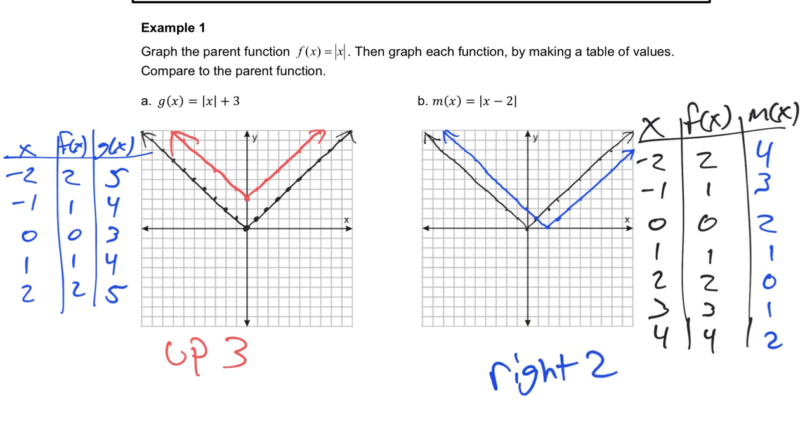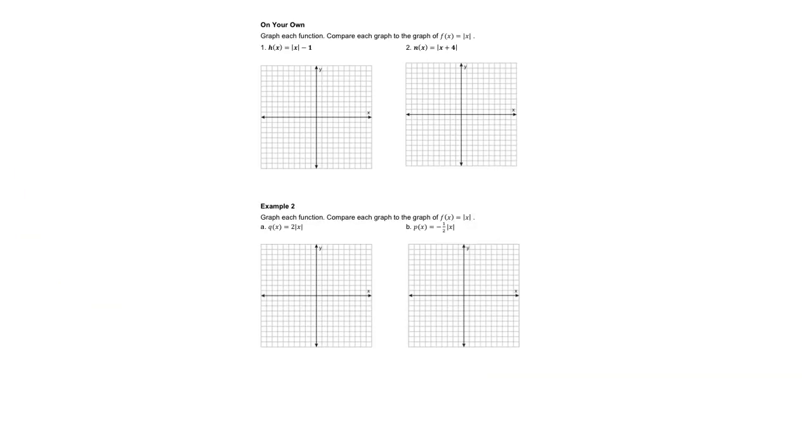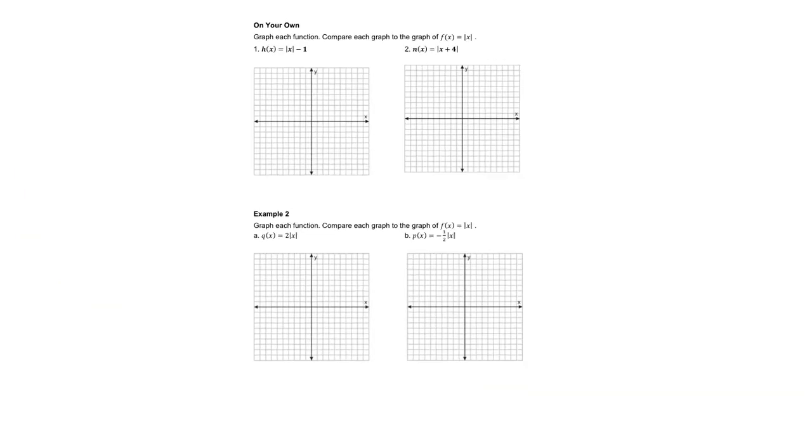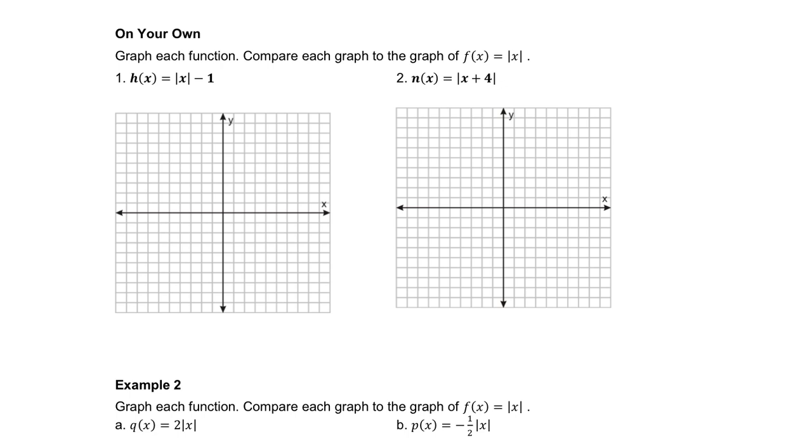All right? Okay, let's go to the next page. There are some on your owns here that you can graph and double check with your graphing calculator, but for the comparisons, when you graph it with the parent function, notice that on your own number 1, you go down 1, and on your own number 2, you went to the left 4. That's what you need to notice.